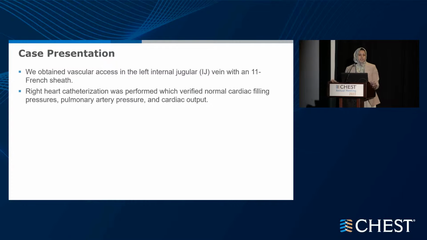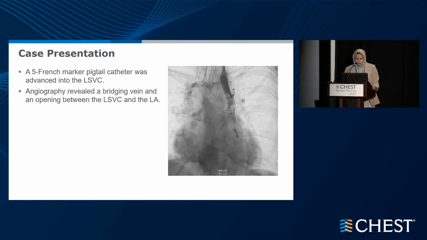The next part of my presentation is more of the procedural aspect, so feel free to interrupt me if you have any questions about the fluoroscopy views and things like that. So we took her to the cath lab because the patient was an old, frail patient, and we did not think that she would be a good surgical candidate for the correction of this fistula. We got left IJ access, and we also did a right heart catheterization, which showed normal filling pressures and cardiac output.